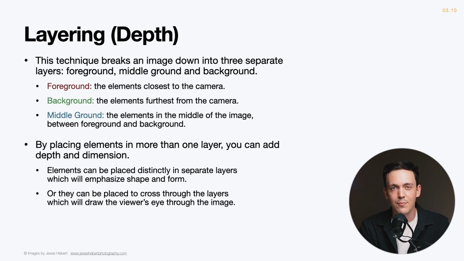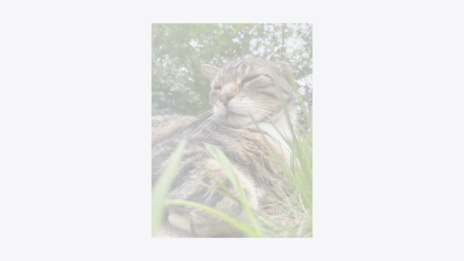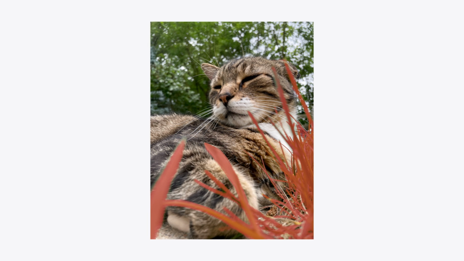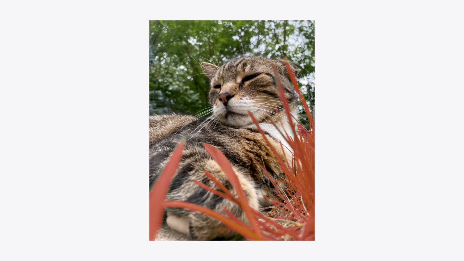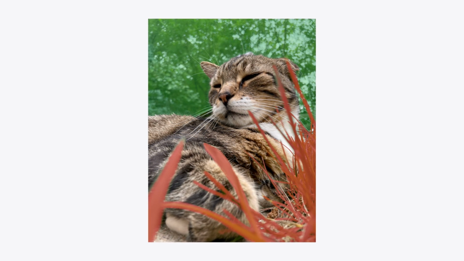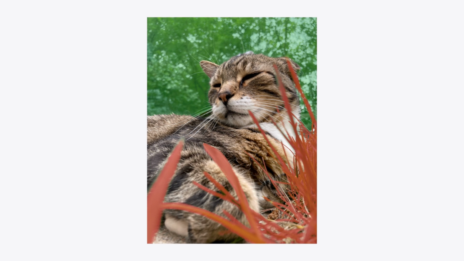Layering is a technique that breaks the elements in your image into foreground, midground, and background. The foreground are the elements that are closest to your camera. The background are the elements that are furthest away from your camera.